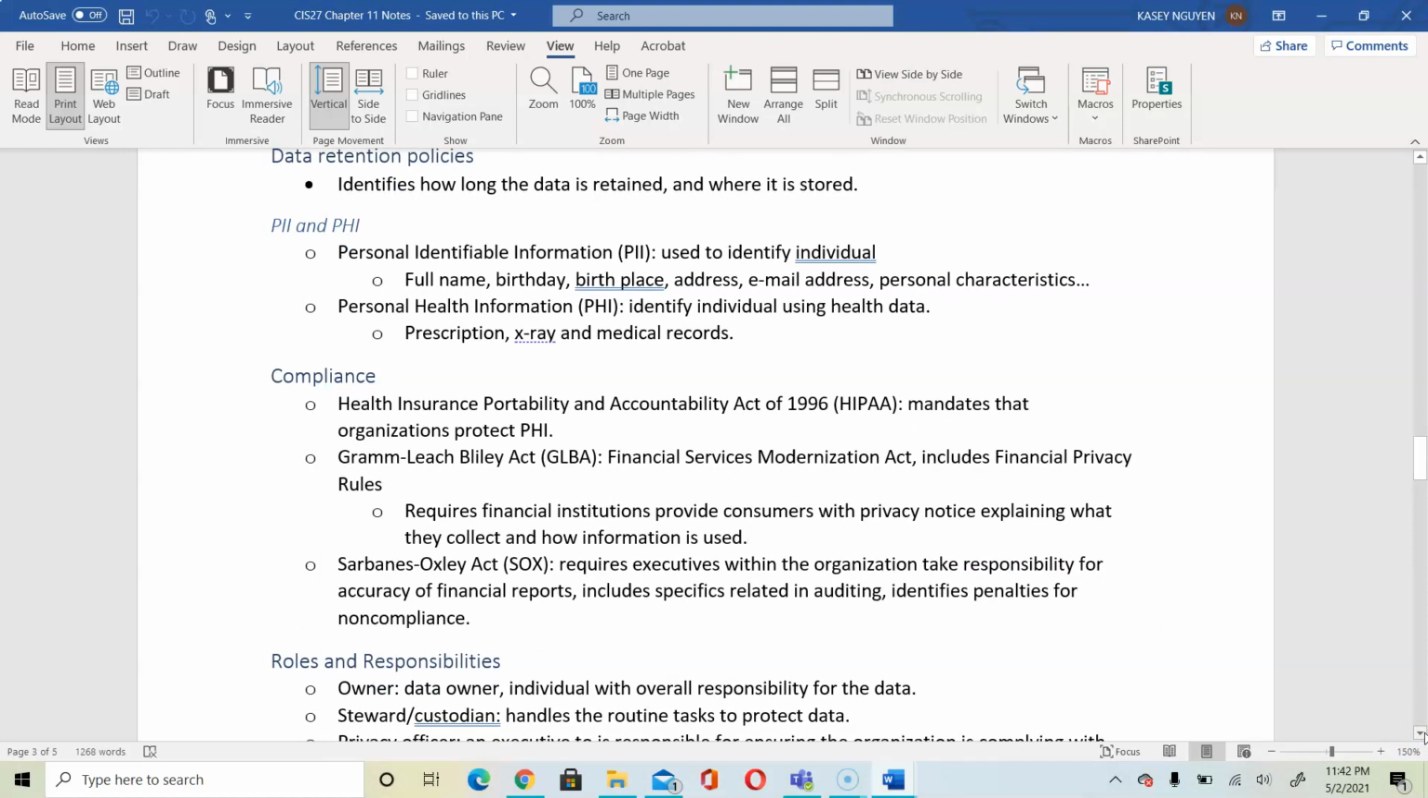The Sarbanes-Oxley Act, which is SOX, requires executives within the organization to take responsibility for the accuracy of financial reports, includes specific related auditing, and identifies penalties for noncompliance. SOX ties to companies that have stock exchange listings, whether privately or publicly traded, which would require periodic financial reports so that there's no fraud, and this is managed by the SEC.